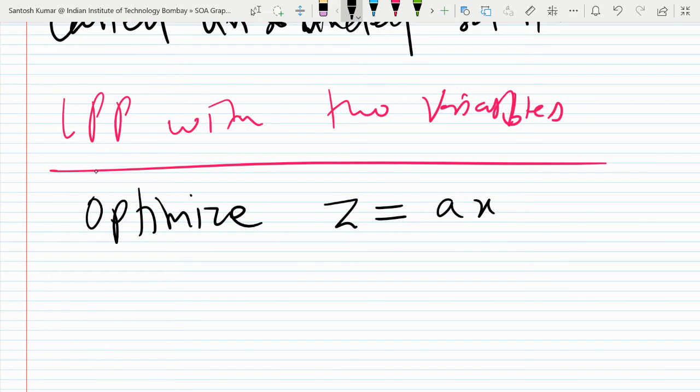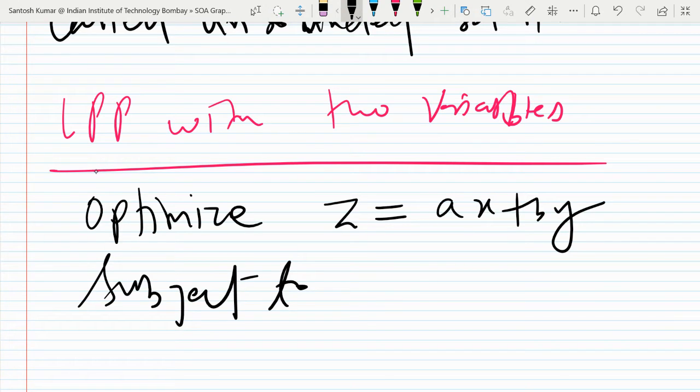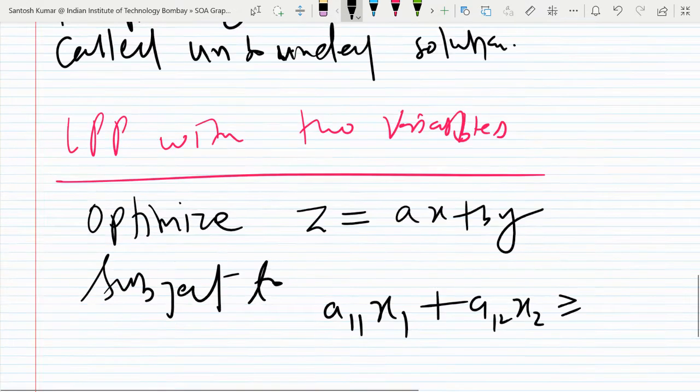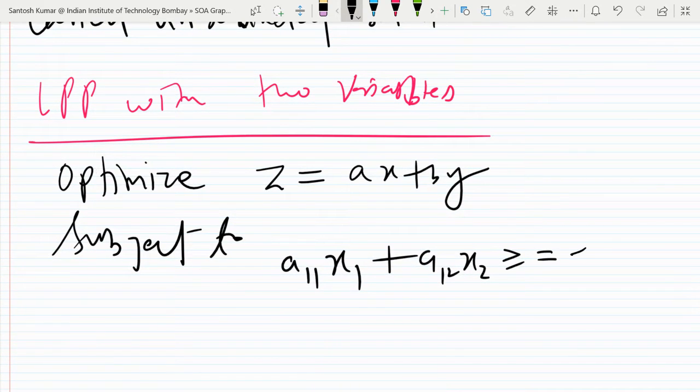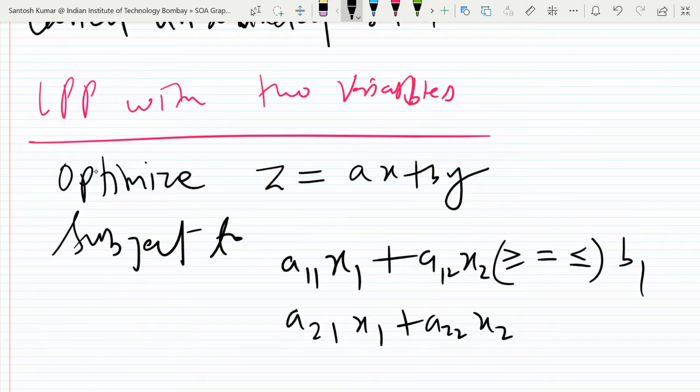Optimize Z, it may be AX plus BY, subject to a11 x1 plus a12 x2 may be more than equal to, or may be equal to, or may be less than equal to, any one of them is equal to c1, or I will continue with this last notation, so it is b1. Then a21 x1, a22 x2 more than equal to or equal to or less than equal to b2.